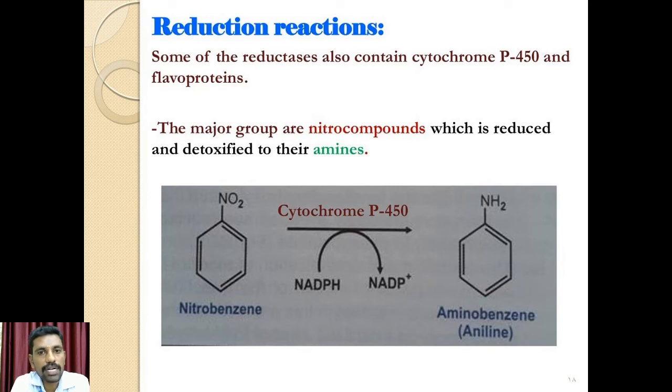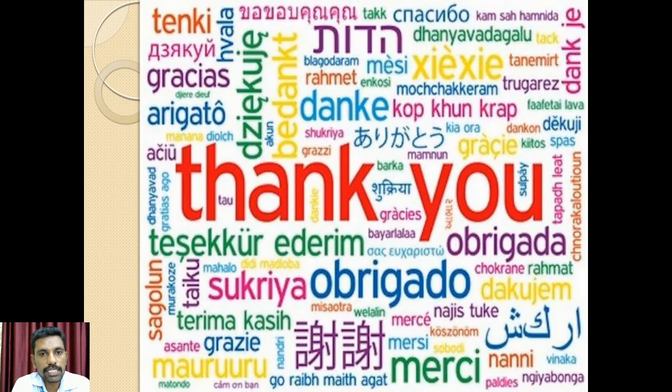Reduction reactions: reduction is less common and less important than oxidation in human beings. Reductase is an enzyme which contains cytochrome P450 and flavoproteins. Reduction of nitro compounds results in the formation of their amines. Nitrobenzene is converted to aminobenzene. Here cytochrome P450 plays a vital role, and NADPH is converted to NADP. Here H is reduced to H2O. These are all reduction processes.